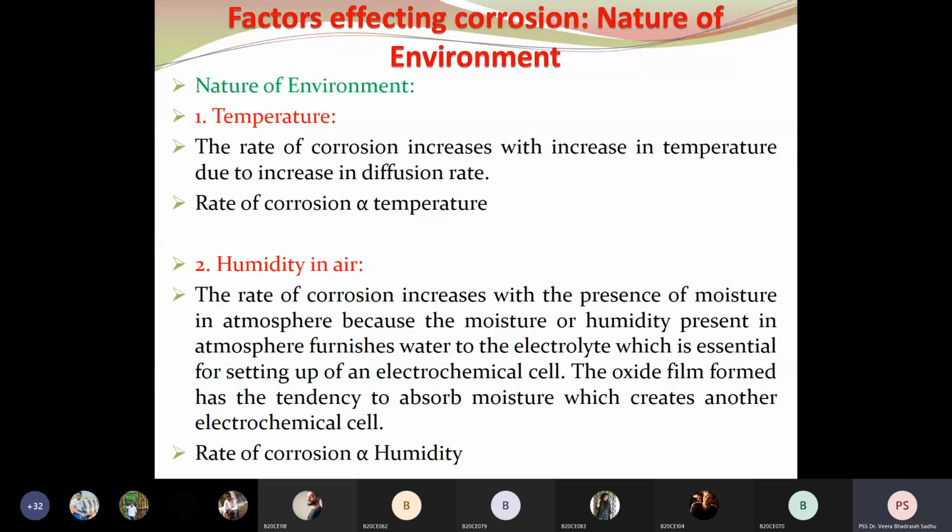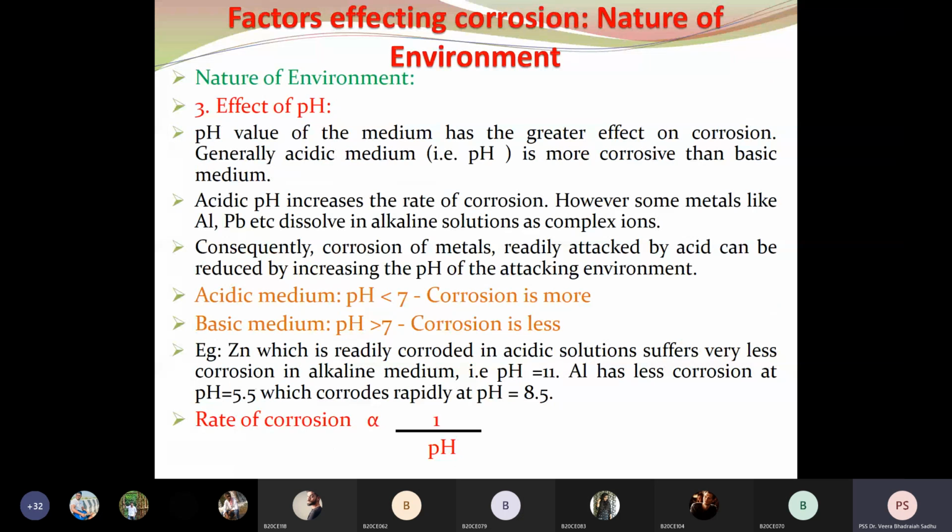And the effect of pH. The rate of corrosion is inversely proportional to the pH of the environment. If it is an acidic medium, that means lower pH, there is more corrosion. If it is a basic medium, that means the pH is higher, the corrosion is less. So acidic pH increases the corrosion rate.